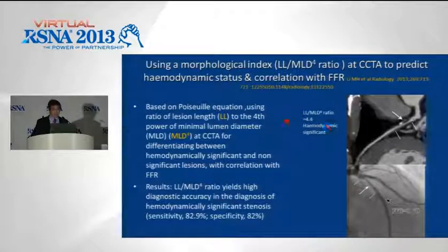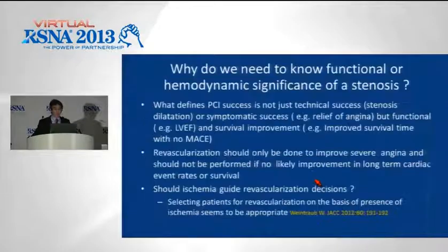So for example, in this patient, the ratio of lesion length to MLD to the fourth is 4.4, which is considered hemodynamically significant, and you can see the FFR is abnormal at 0.79. Their results said that this yields high diagnostic accuracy in the diagnosis of hemodynamically significant stenosis. So I think this is very interesting. We can all go home and try this, see whether it works.